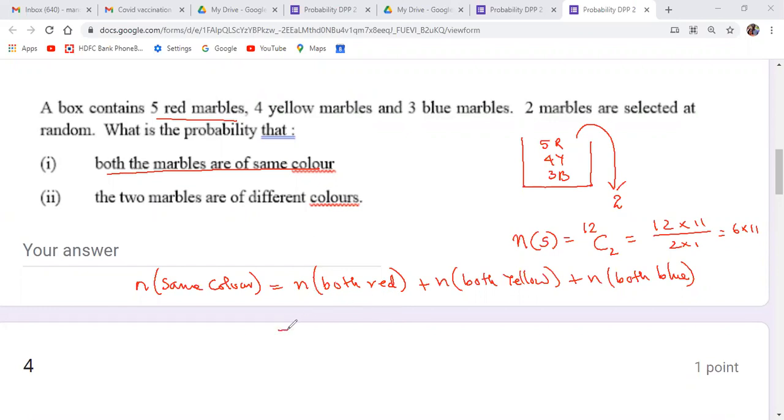Now tell me how many ways you can get both red. 5C2. Both yellow, 4C2. Both blue, 3C2. Calculate it. 5 into 4 upon 2 into 1 is 10, 4 into 3 upon 2 into 1 is 6, and 3C2 is 3. So 10 plus 6 plus 3.